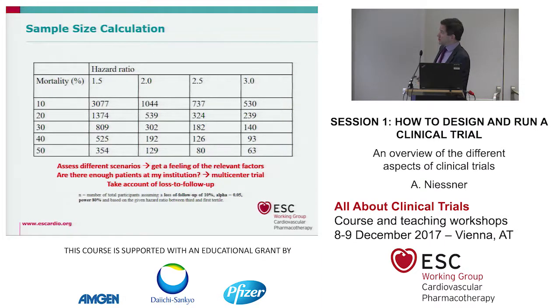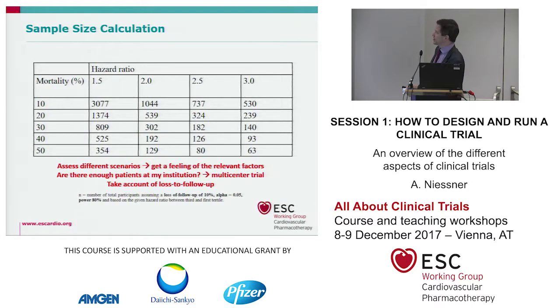And the important thing, which I show you here, is to assess different scenarios, get a feeling of the relevant factors. Very often the authors just show you a hazard ratio of 2.0 and an event rate of 20%, I need a sample size of 539. No one knows beforehand. You should look into the literature, look at what the event rate was in previous studies, but you should also assess different scenarios because you do not know your event rate, you do not know your exact increase in risk at the start of the study.